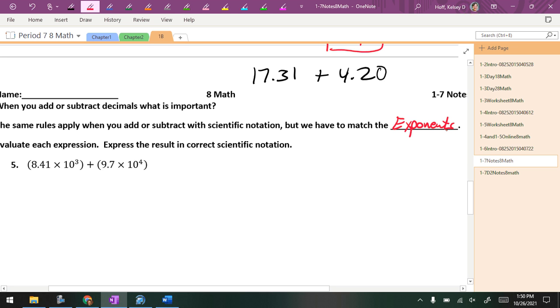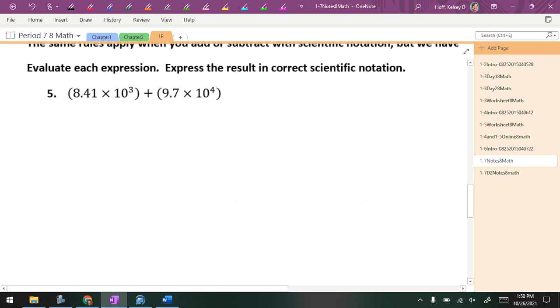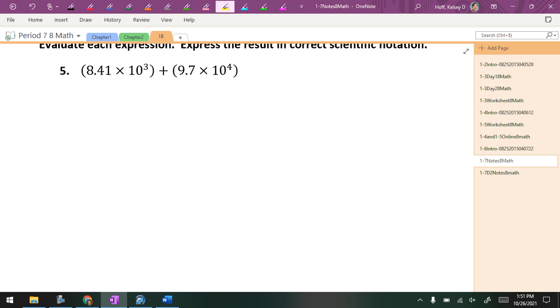So here's the twist on adding and subtracting. The very first thing you have to do is match your exponents. Then you get to add or subtract. Then we'll worry about proper scientific notation. I'm not going to lie to you, adding and subtracting is a little bit more work. Okay? On 5, what are we doing? Adding or subtracting? Adding. Number one thing Ms. Hoff said is we have to match up our exponents. What do we currently have as exponents?